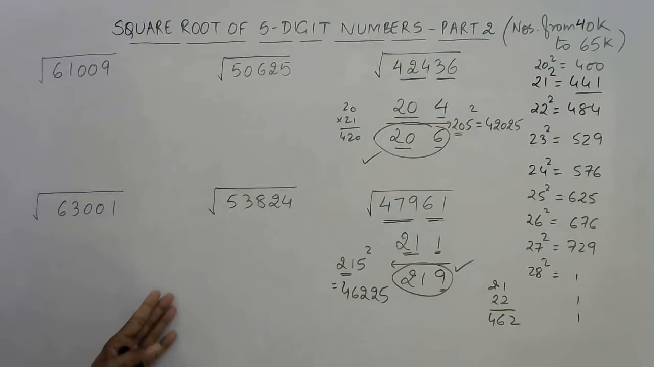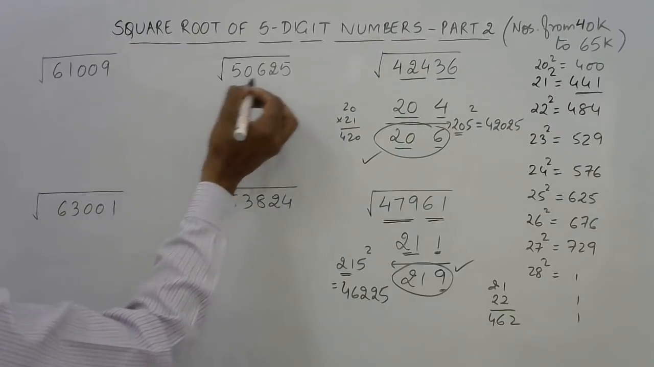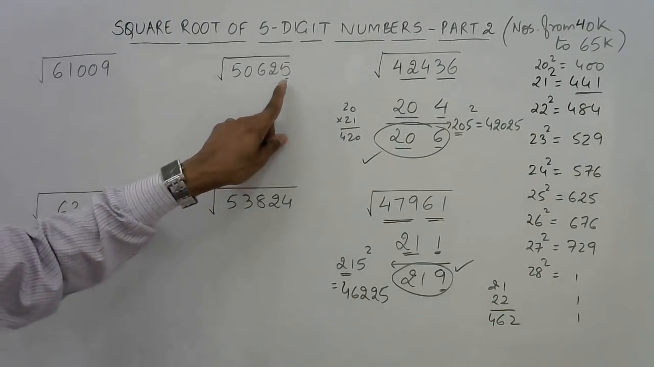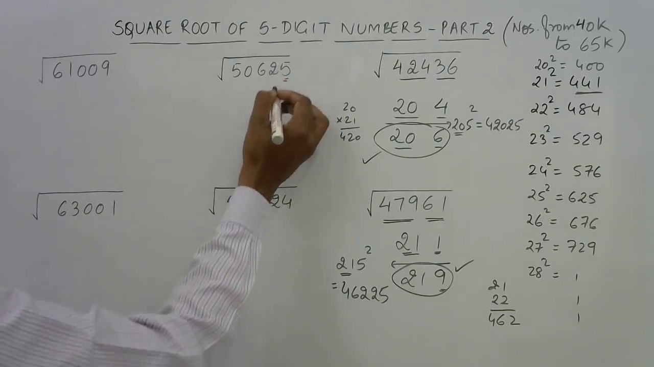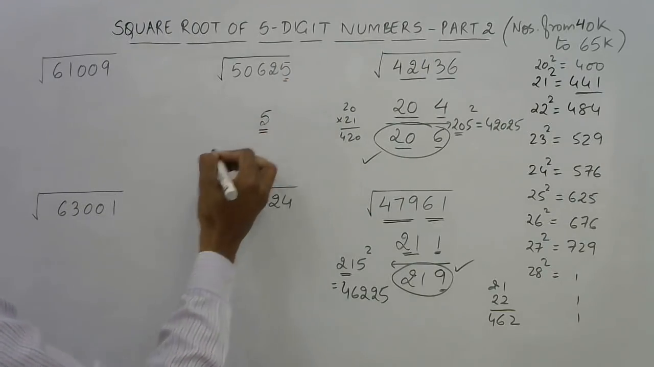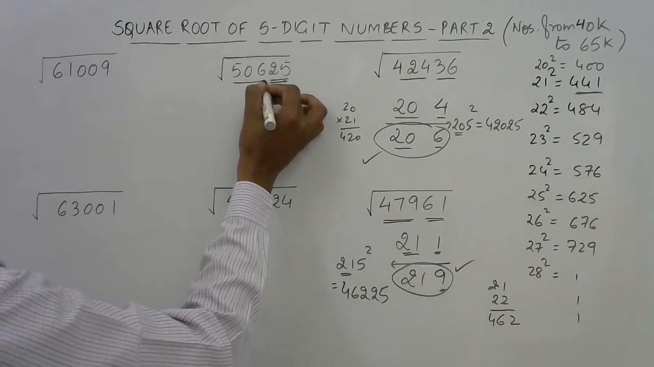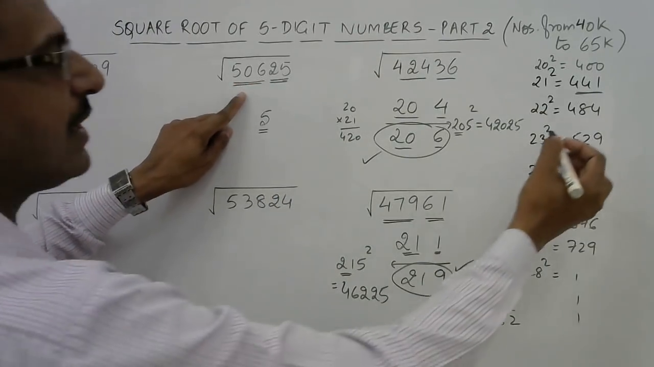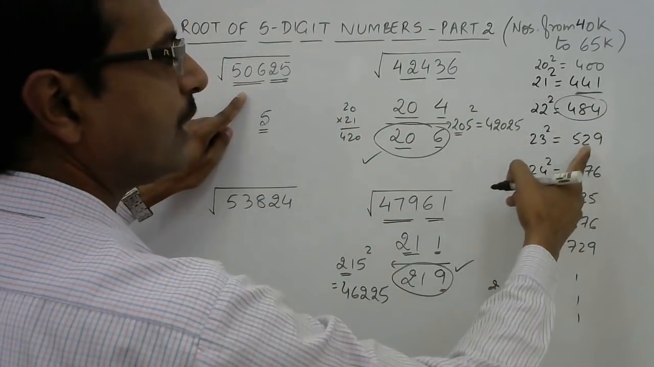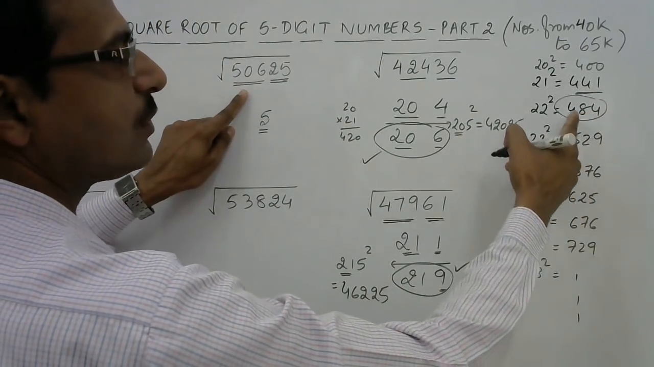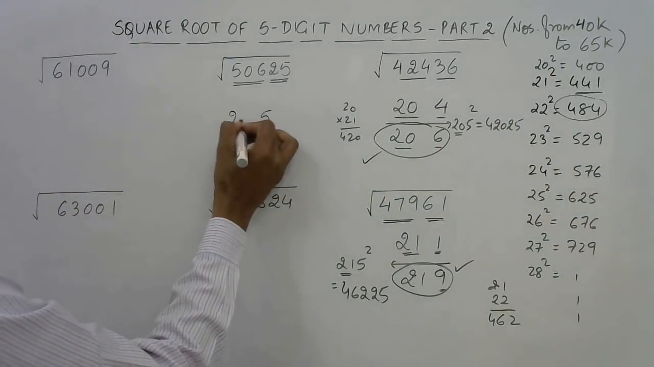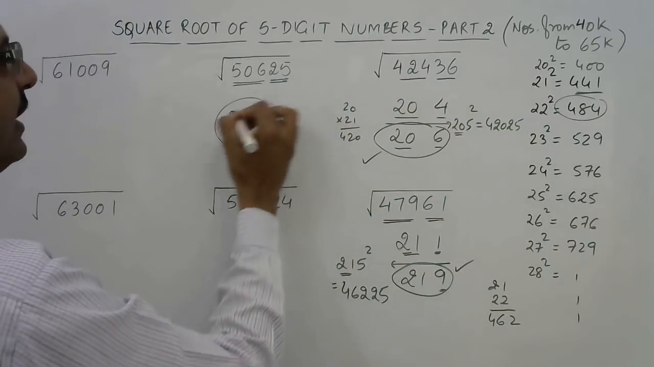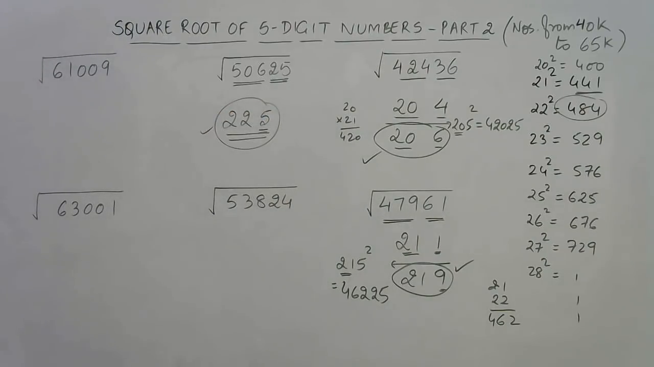Let's see more questions. After this we can practice. Now see here we have 5. Whenever there is a 5, our complexity reduces to half. This is a very easy question because our answer will end with 5 itself. And leave the doublet here, take the triplet 506. 506 is more than 484 but less than 529. So we have to take the number which is lesser. It is 22 square. So 22 will come here, thereby giving us the final answer 225.